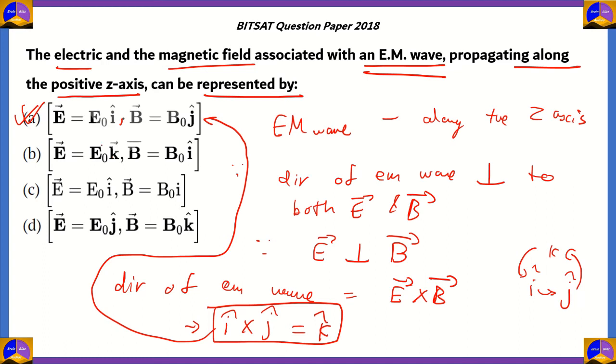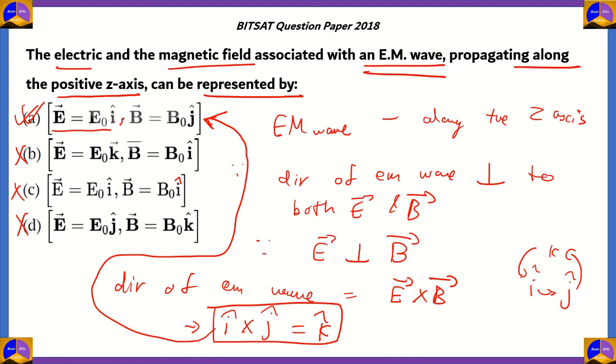In option B, E naught is present along k, the vector k, but that would lead to an EM wave that is along the j axis, so that's along the y axis, so that's incorrect. And if you have option C, then this would also be incorrect because i cross i gives you 0, so there will be no EM wave in the first place. And then if you have j times k, you get i, so the EM wave would be passing along the x-axis instead of the positive z-axis, so therefore option D is also incorrect. The right answer is option A.